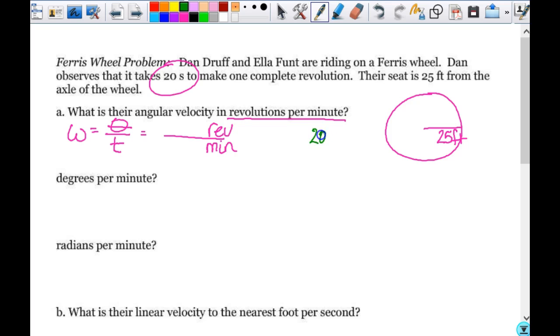So 20 seconds equals how many minutes? How do I figure that out? Is it going to be more than a minute or less than a minute? Less than a minute. So it would be 20 over 60, so a third. 20 seconds equals 1/3 of a minute. So one revolution takes 1/3 of a minute. So how many revolutions per minute are there? 3. So this is 3 revolutions per minute.